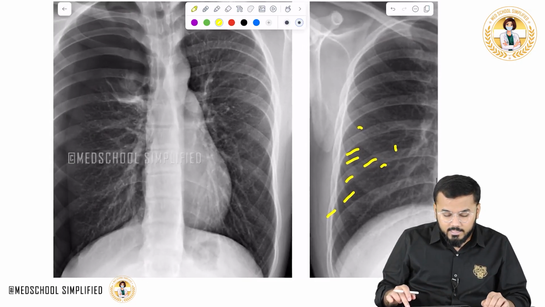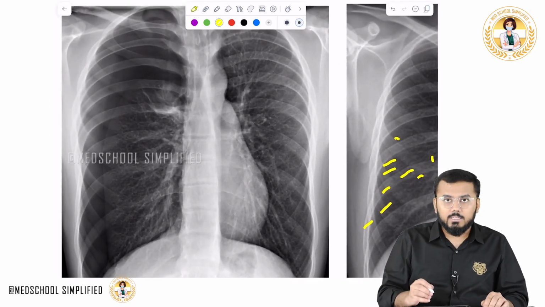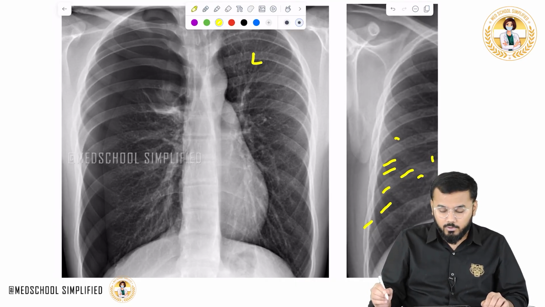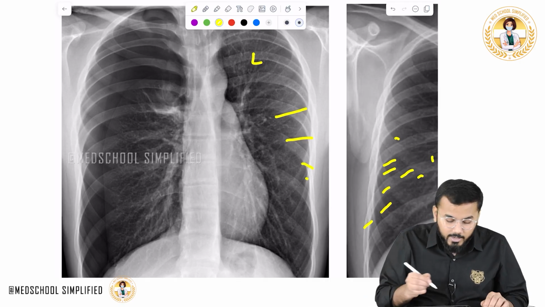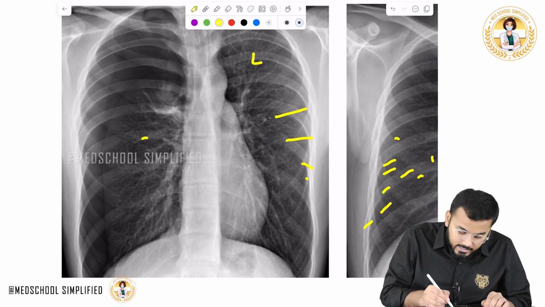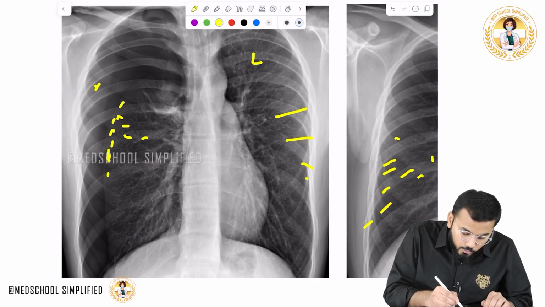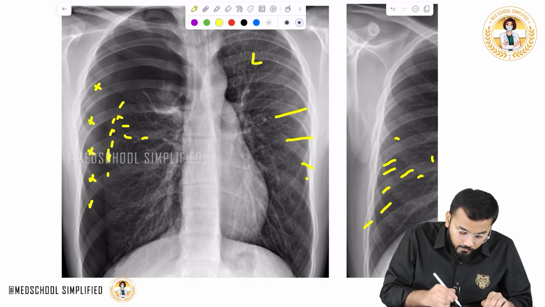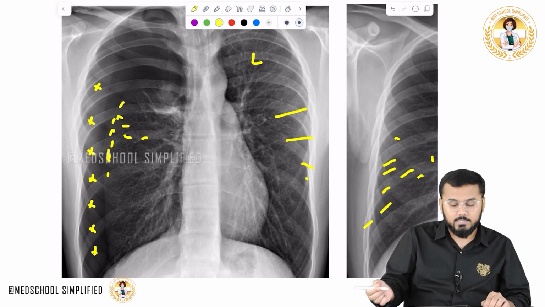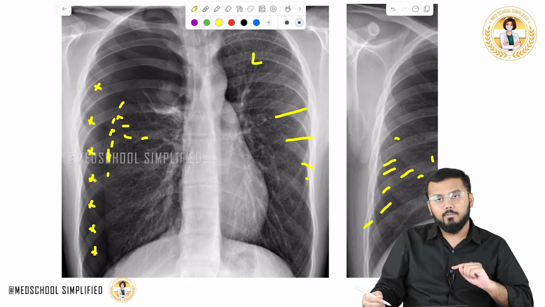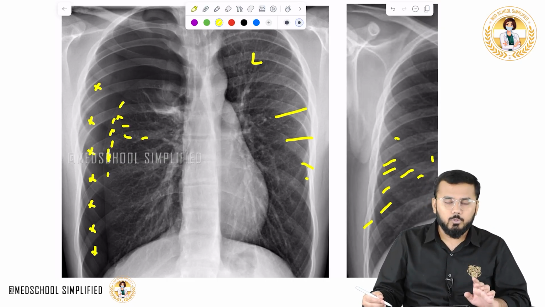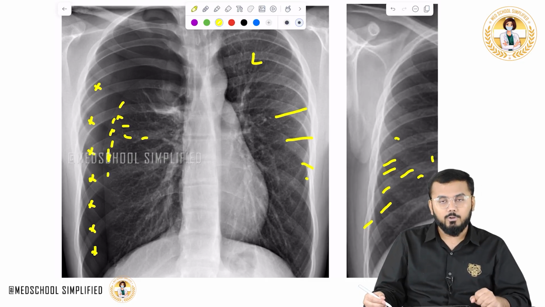Now look at this x-ray here. On the left side, obviously these white color threads are till the end. But look at the right side. The white color threads are only till a certain point here. But here, do you find any white color threads? No. Why? Because this entire area is occupied by air. That is why it is completely clean. So whenever you see such an x-ray, you have to think that it is a pneumothorax. So in this patient, it is a right-sided pneumothorax.